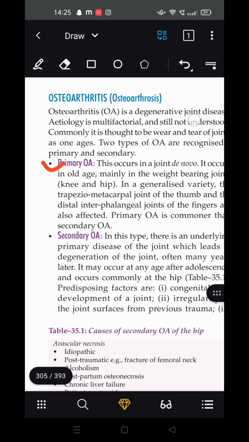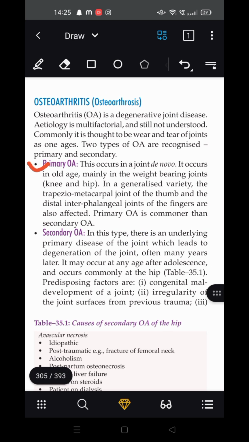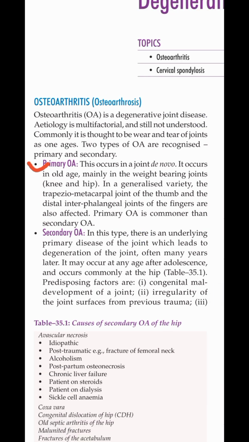This occurs in a joint de novo. It occurs in old age, mainly in weight-bearing joints, knee and hip. These are the main joints because they are weight-bearing. In a generalized variety, the trapeziometacarpal joint of the thumb and the distal IP joint, interphalangeal joint, of the fingers are also affected. Primary OA is commoner than the secondary.